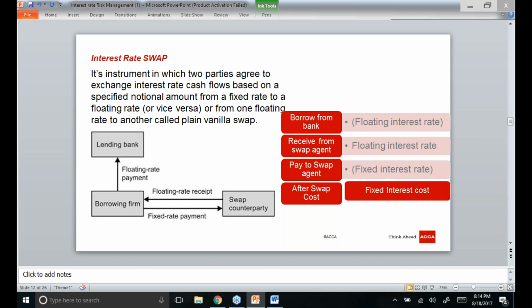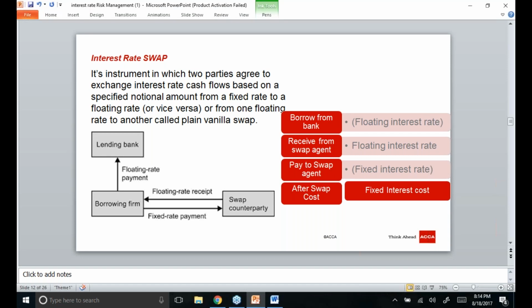Okay, let's move to the next concept, interest rate swap. It's an instrument in which two parties agree to exchange interest rate cash flows based on a specified notional amount, from a fixed rate to floating or a floating rate to fixed.